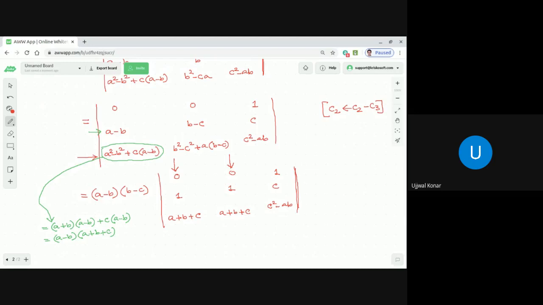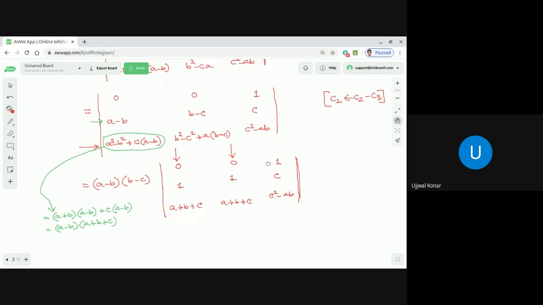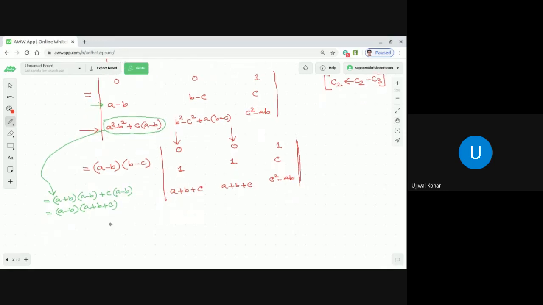If the corresponding elements of any two rows or any two columns are identical, that means the corresponding elements are the same, then the value of the determinant is 0. So then what we'll end up with? We'll end up with this is equal to A minus B into B minus C into 0. That is equal to 0.